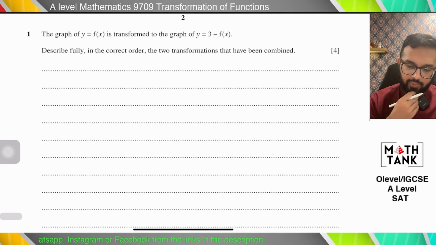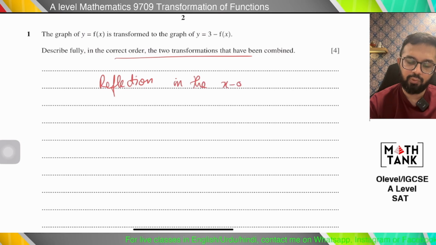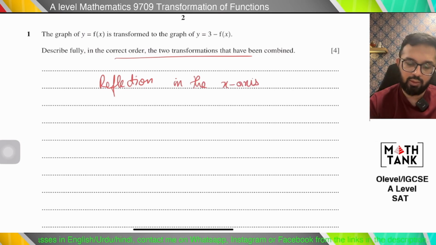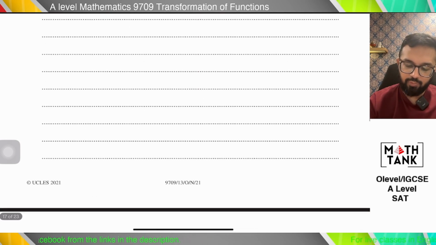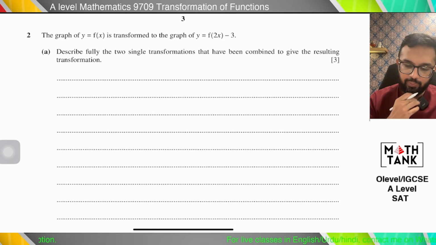Okay, question number 1. This is describe fully two transformations. So there is a reflection in the x-axis. Okay, and then there is a translation (0, 3). This is from November 2013. Then there's more. Describe fully the set of transformations that have been combined.